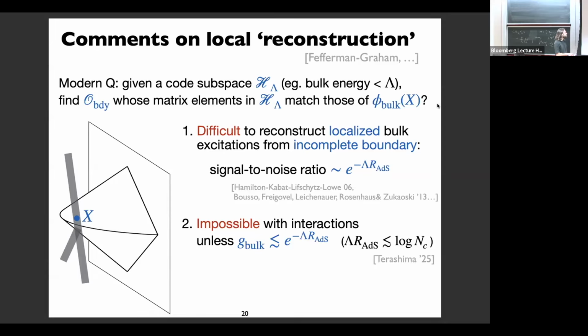The argument goes as follows. I don't think it's widely appreciated, but it's important to recall it: once you have interaction in the bulk, suppose you allow the possibility that you have bulk states which have other particles that could interfere with your measurement. So you have a particle here coming in and it's hitting the thing you're trying to measure. Clearly, this is going to affect your measurement.